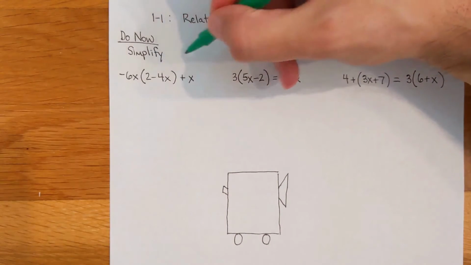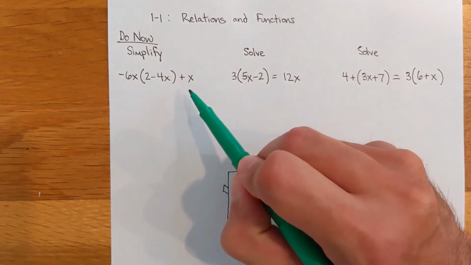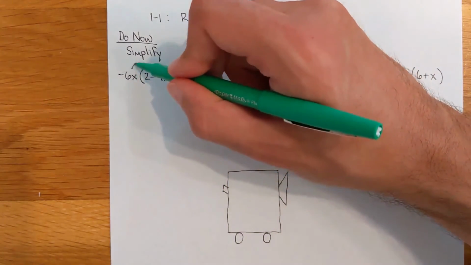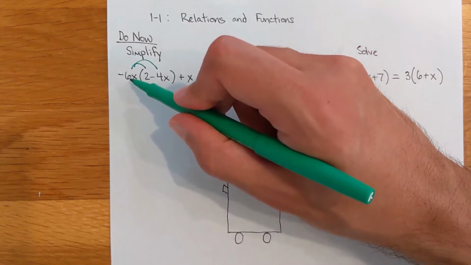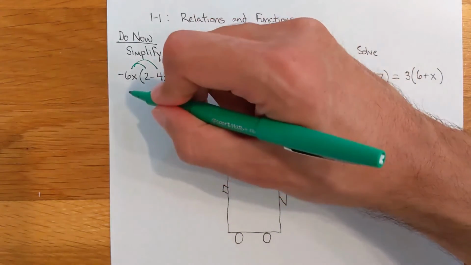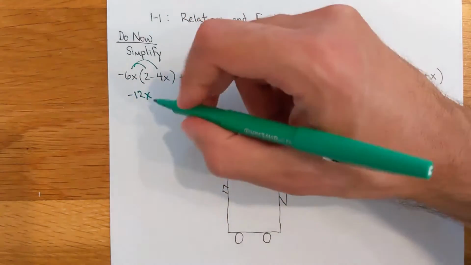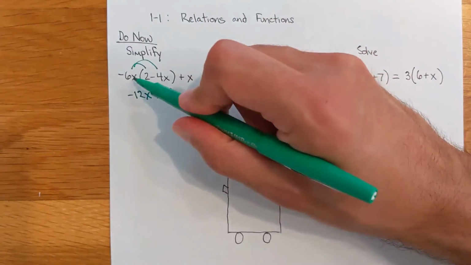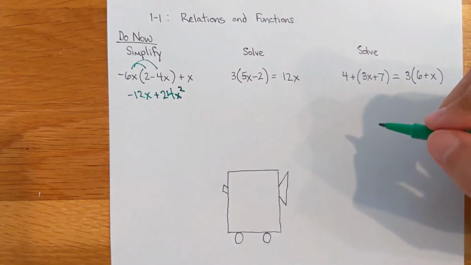The first problem here says to simplify, and when you simplify, this is called an expression because there's no equal sign in it. Simplifying means combining like terms. So the first thing I need to do is distribute that negative 6x so there are no more parentheses. Negative 6x times 2 is a negative 12x. Negative 6x times negative 4x is a positive 24. And then x times x is going to make x squared for that term.